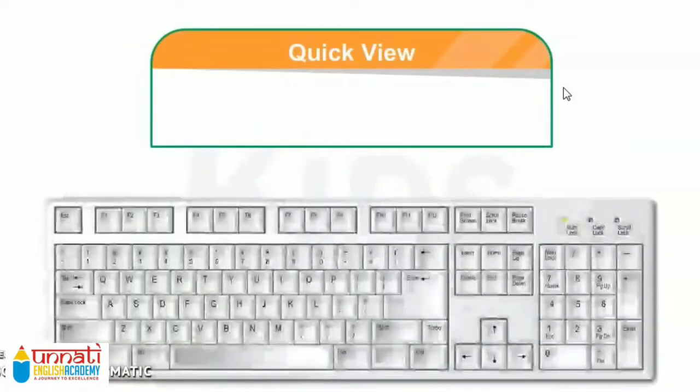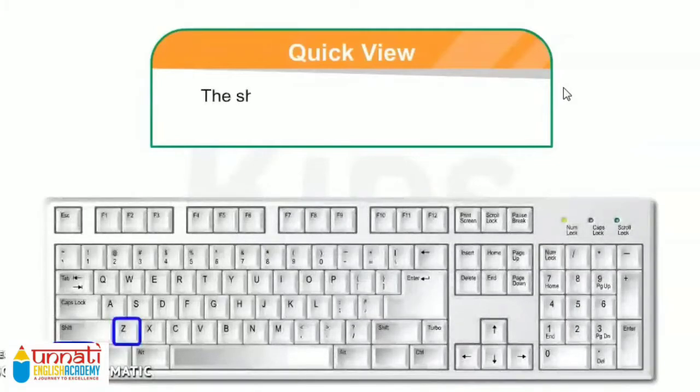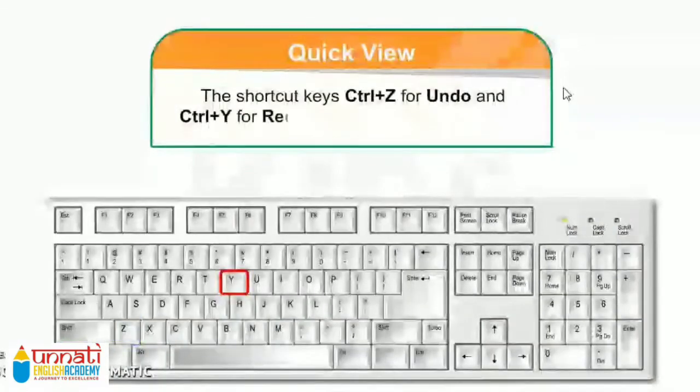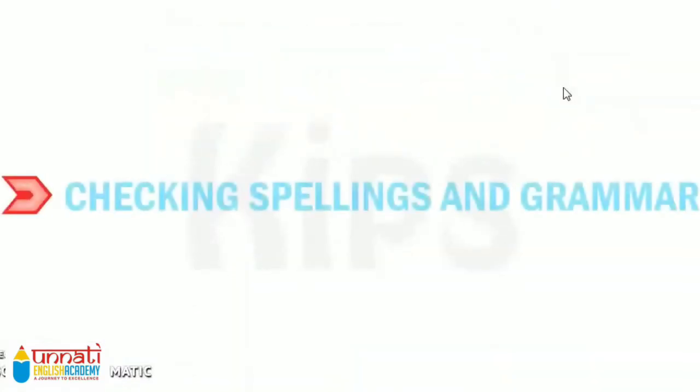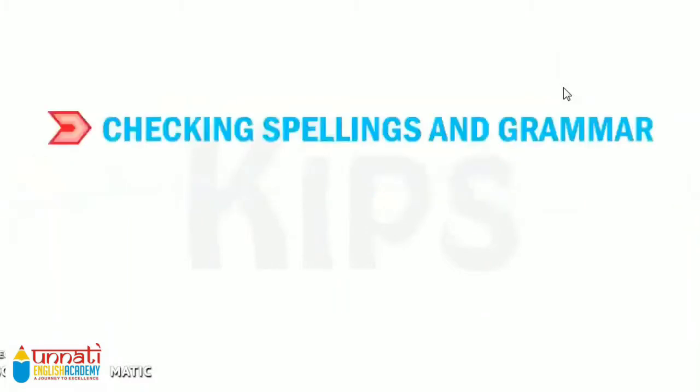Now let's have a look at the shortcut keys. The shortcut key for undo is Ctrl+Z and the shortcut key for redo command is Ctrl+Y. So all of you remember these keys, Ctrl+Z and Ctrl+Y. Now let's see the next topic, that is checking spellings and grammar.